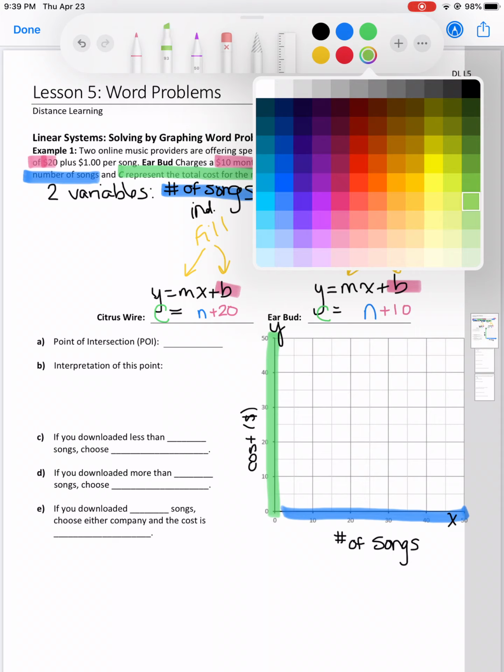No, I've already used green, used blue. There's only just so many colors. All right.